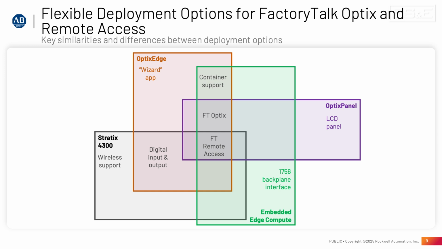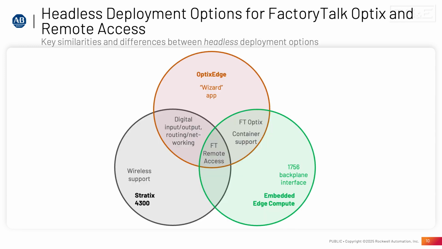And I know there's a lot of stuff on here that's overlapping and all the colors touch. Without talking about the Optix panels with the screen, all of our headless options are on this screen. So primarily the Stratix 4300 is used for remote access and wireless support, and that includes 5G, and I'm not sure who our cellular connectivity is through at this point.